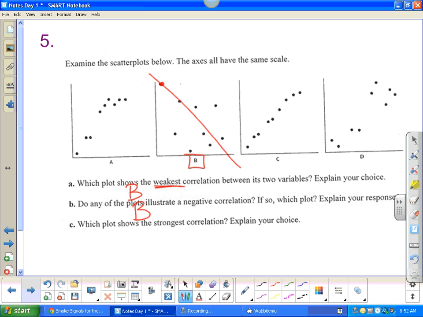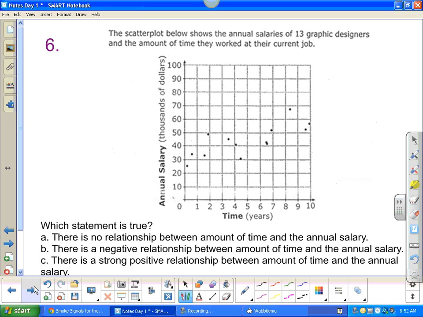Which plot shows the strongest correlation? Again, doesn't have to be positive. I just need it to be strong, tight data. The answer there is C because it is the tightest to its line.